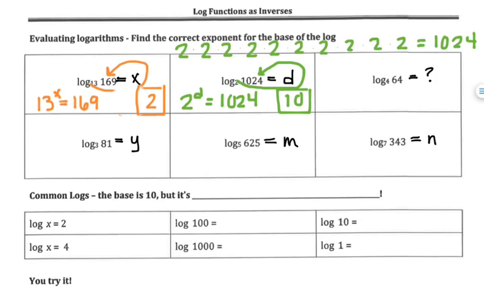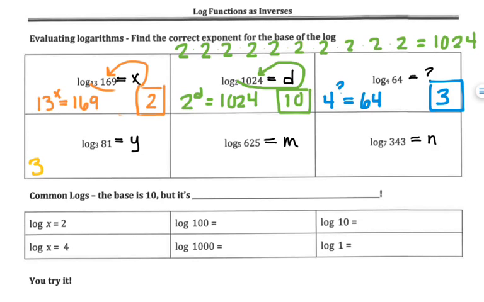In the next one, 4 raised to some power, I used a question mark for this one, equals 64. How many times do we multiply 4 times itself to get 64? 2 gives us 16, but 3 for the exponent, 4 to the 3rd power gives me 64.